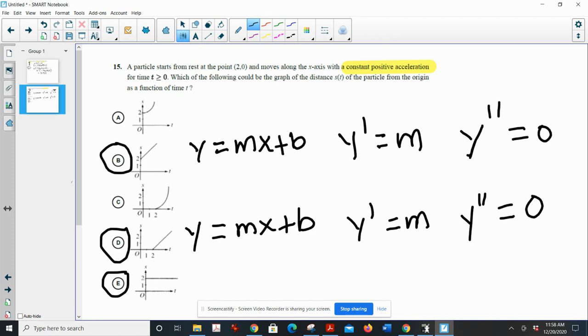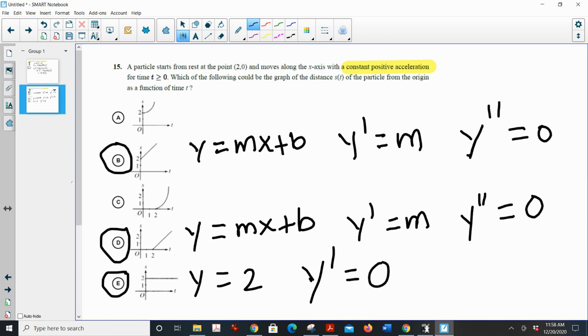Now for choice E, let me get rid of that menu. Choice E, this is the equation, and we can tell this right from the graph. y equals 2. So when we do the velocity function, y prime, that's the derivative of 2, which is a constant, which is 0. And we can't even do the acceleration, can't take the derivative of 0. So that one's not it. So we're left with A and C.